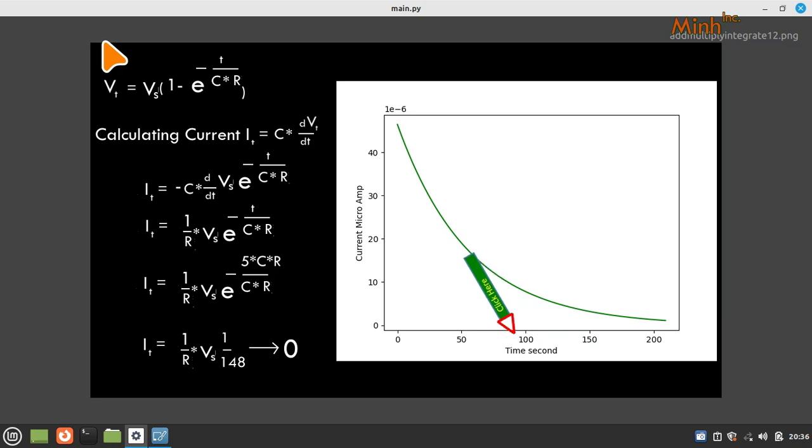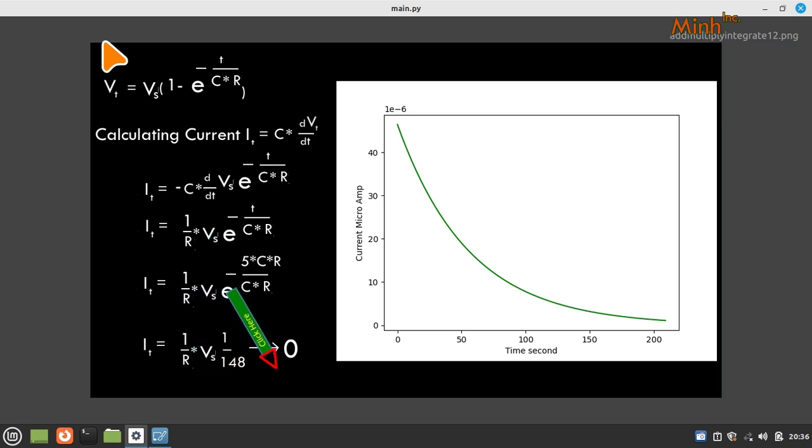If this is the equation, then current is the differentiation, and it leads to an equation like this. It equals Vs by R e to the power minus t by CR. Now, if time is 5 multiplied by CR, it leads to Vs by R times 1 by 48.